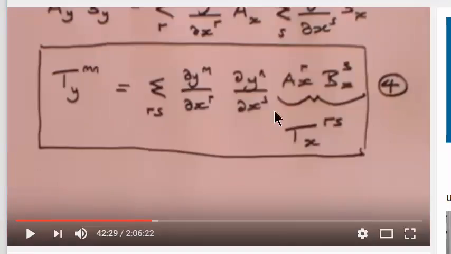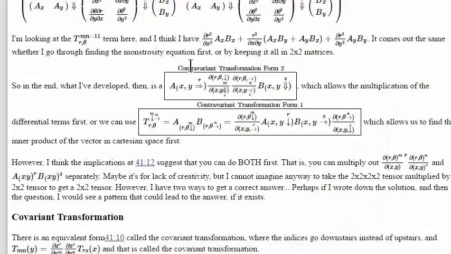Okay, so what the implications are here is that you can pull this out, and nothing is bracketing anything. You can have that 2 by 2 by 2 by 2 matrix over here, and multiply it by the outer product of these two vectors. So you've got a 2 by 2 by 2 by 2 times a 2 by 2, and get the answer that I've got with the contravariant transformation form 1 and contravariant transformation form 2.